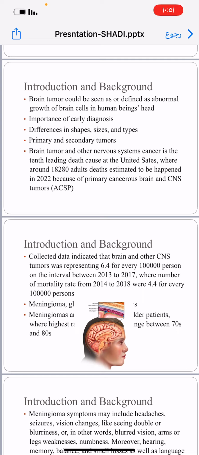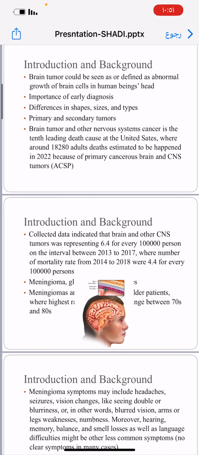Brain tumors and other nervous system cancers are a leading cause of death, the 10th leading cause of death in the United States. Around 18,280 adult deaths were estimated to happen in 2022. This is a very important number to keep in mind while we are talking about classification.